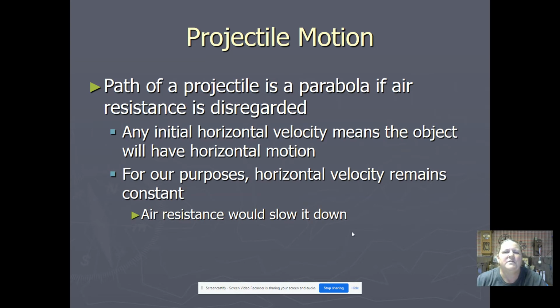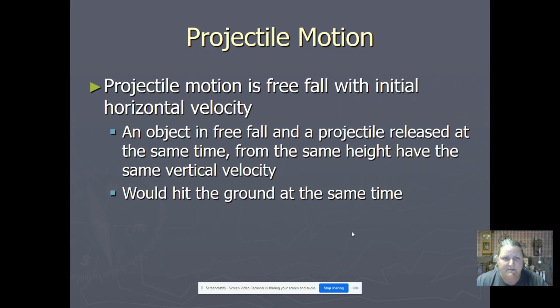Any horizontal velocity means the object has horizontal motion. So it's going someplace. Think of your XY axis. A projectile has an X component because it is traveling from you to wherever it lands. For our purposes, horizontal velocity is going to remain constant. Air resistance would slow it down, but we're going to assume it stays constant.